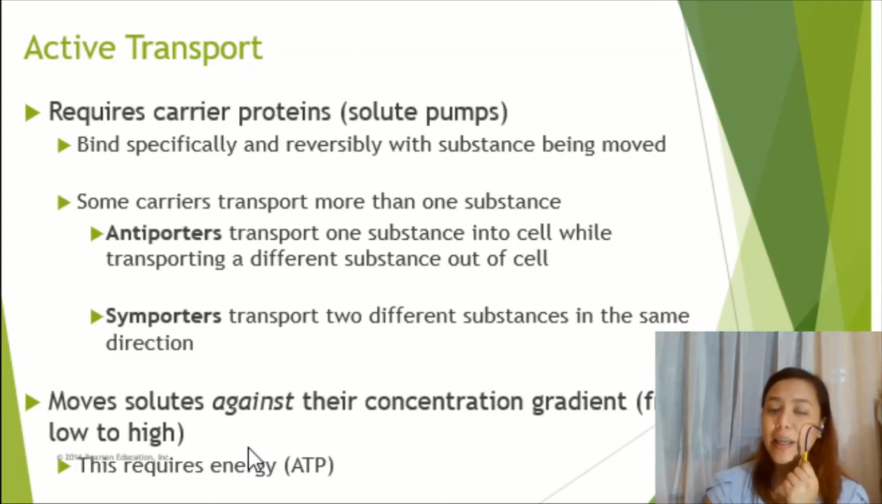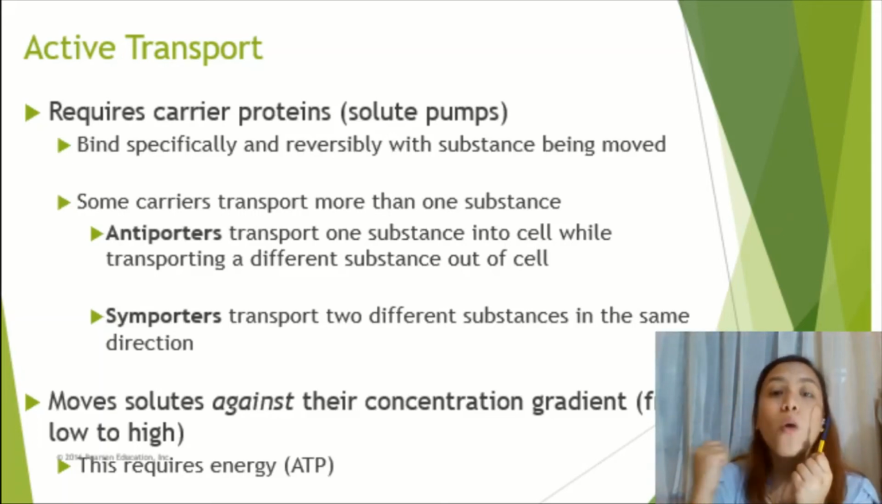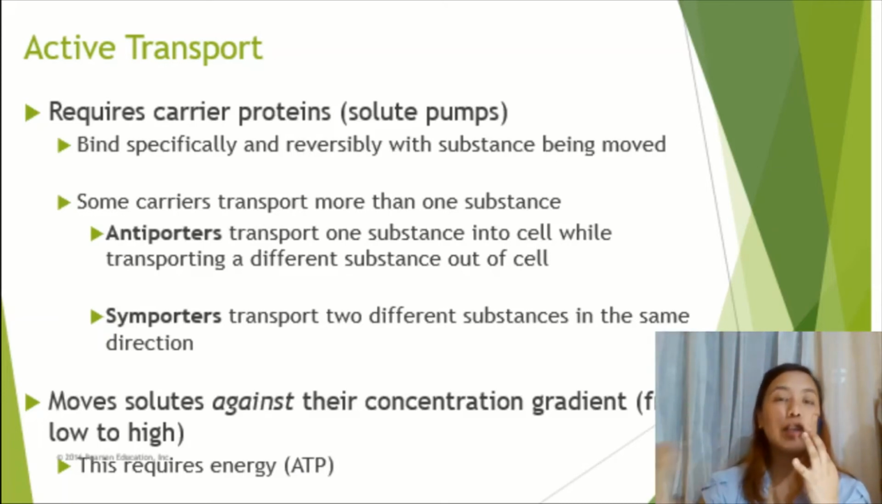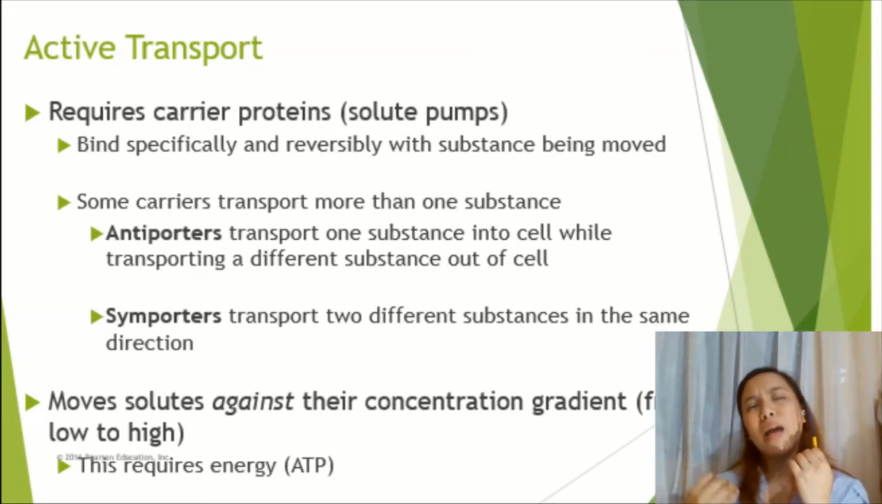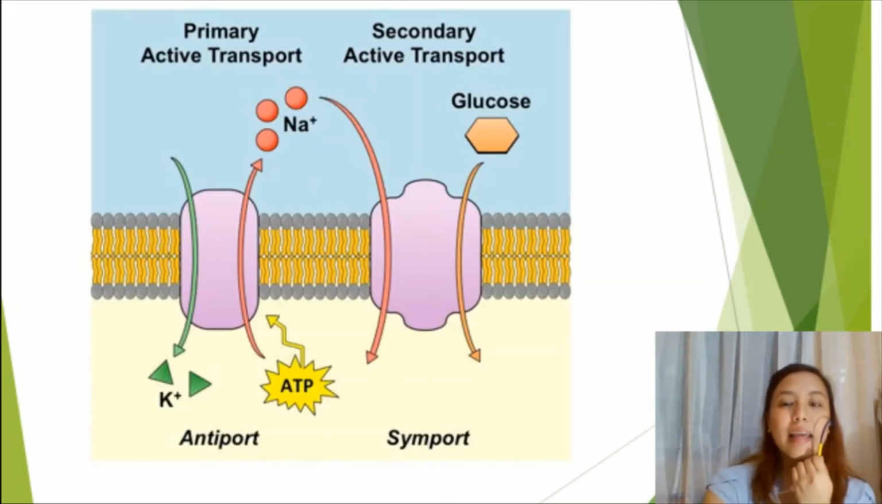So in here, you have your active transport, and we have two types of carrier proteins that help us in active transport. We have your antiporter and you have your symporter. When we talk about antiporter, you are carrying two different chemicals in opposite directions. And in your symporter, you are bringing in two different chemicals or the same chemicals in the same direction. So let's just look at an illustration here.